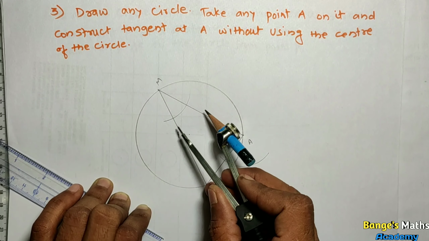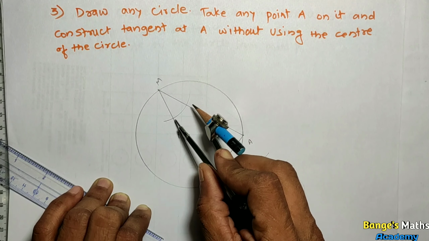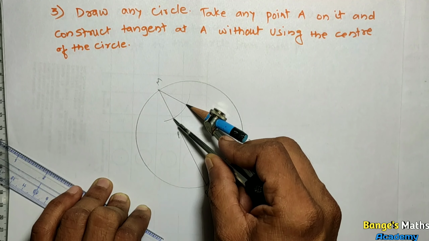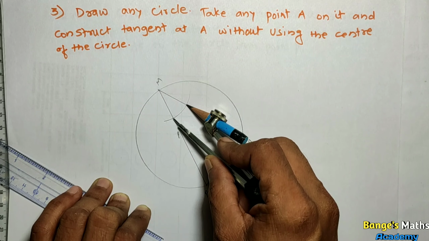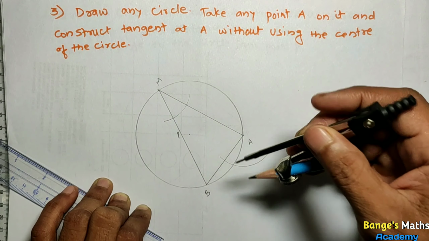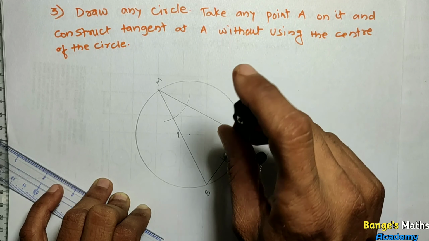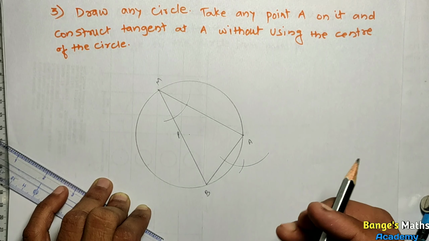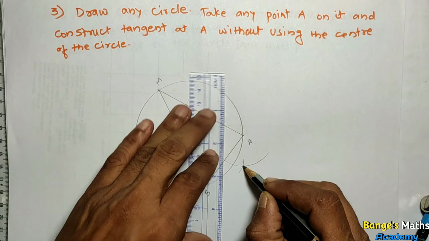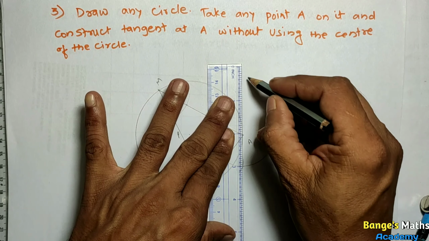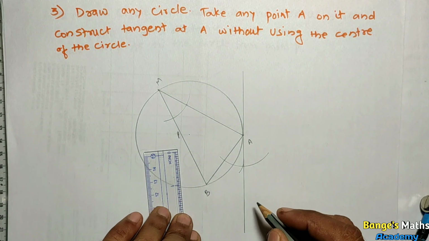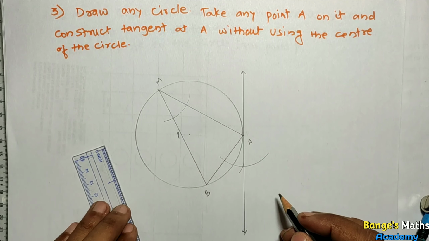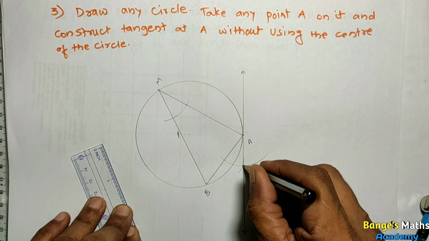Then take distance in your compass like this and put still point on this point and draw intersecting arc to this arc. Then join this point and point A with the help of ruler. So we drew tangent to the circle without using the center of the circle.